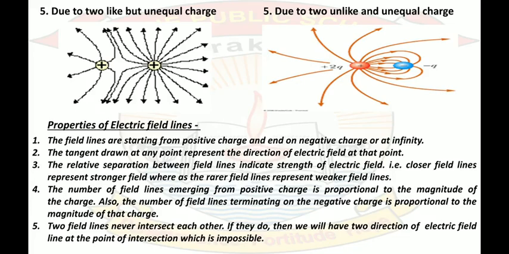One more point, electric field lines are always continuous. There are no sudden breaks in the electric field lines. Is it clear? The electric field lines can never break at any point if it is from a charge configuration. So basically electric field lines are continuous, they start from positive and end on negative. The tangent tells the direction of the electric field. Relative separation tells the strength of the electric field. The number of field lines tells about the magnitude, and two field lines can never intersect each other.